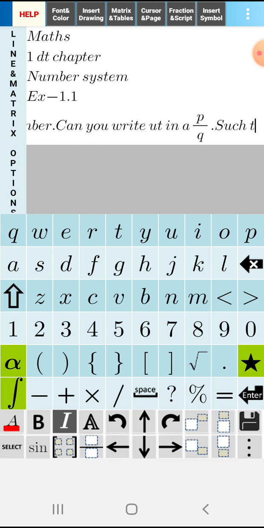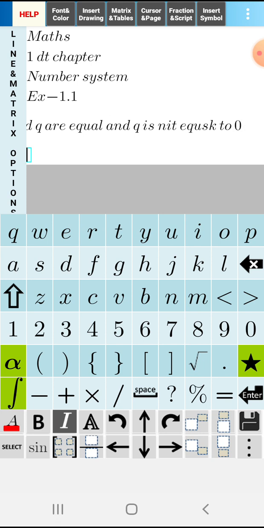Such that P and Q are integers, where Q should be not equal to zero. So how to solve this: you should prove that zero is a rational number.